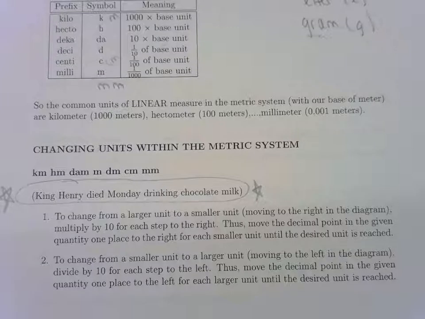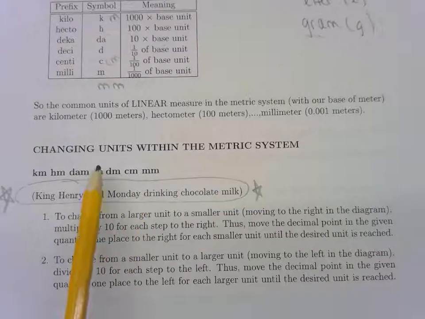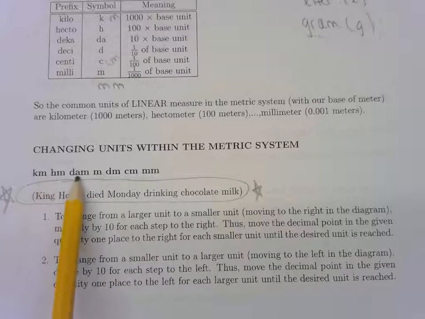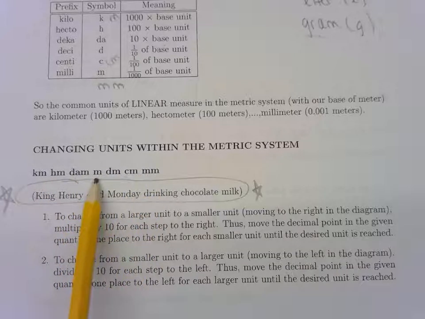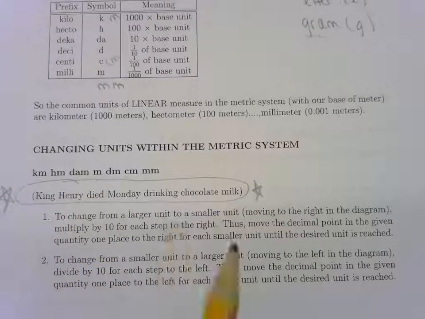So we have King Henry died Monday drinking chocolate milk. That is King Henry died Monday drinking chocolate milk. If we were looking at liters, we'd have to change this to an L. So what I do is I write King Henry died Monday drinking chocolate milk, erase the M, and change it to an L.